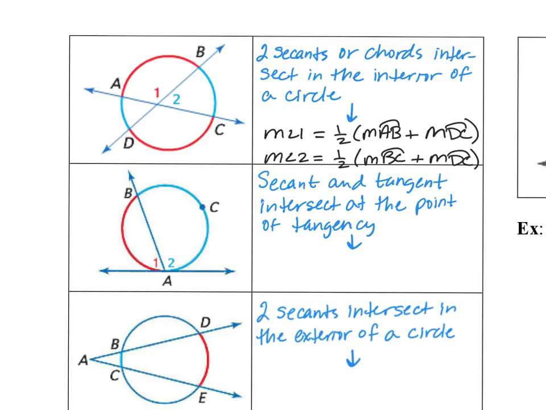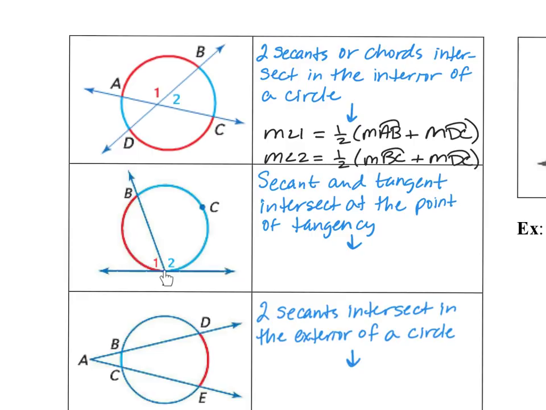All right, now in this next example, we have a secant and a tangent that intersect at the point of tangency. So a secant line or ray in this case that touches the circle twice, and then we have a tangent that touches the circle exactly once. That secant and that tangent intersect, and their point of intersection happens to be the point of tangency. So if that's the case, to find the measure of either of these angles, I want you to notice where the vertex of that angle is. Let's look at angle 1 first.